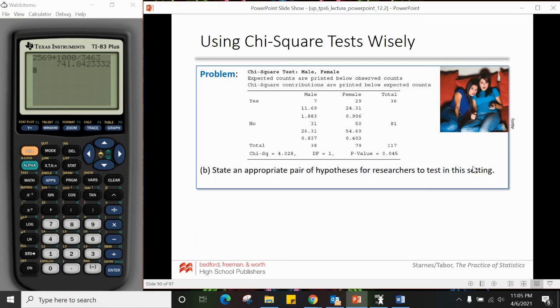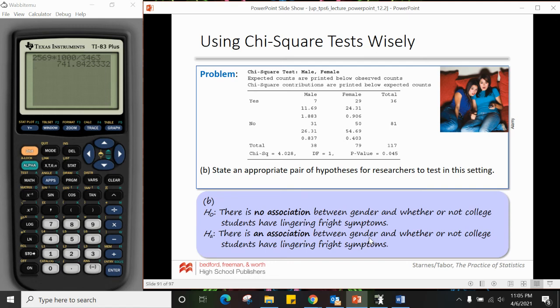Right. The next question is state the appropriate pair of hypotheses. So this is for independence. So H naught: there is no association between gender and whether or not college students have lingering fright symptoms. And then H A: there is an association between gender and whether or not college students have lingering fright symptoms.